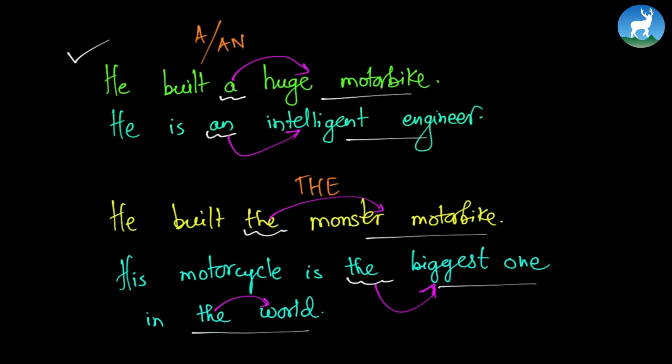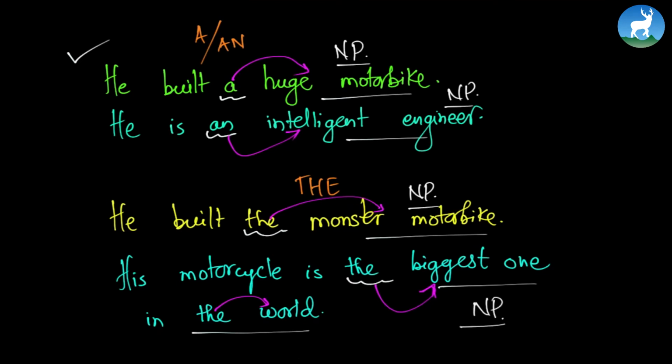Right. Now the grammar idea is the articles are followed by a noun phrase. So Hugh's motorbike is a noun phrase. I'm writing NP for that. Intelligent engineer is a noun phrase. I'm writing NP for that. So monster motorbike is also a noun phrase, while the biggest one in the world is longer, but it is also a noun phrase. What's a noun phrase?